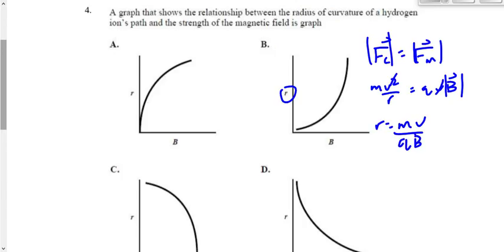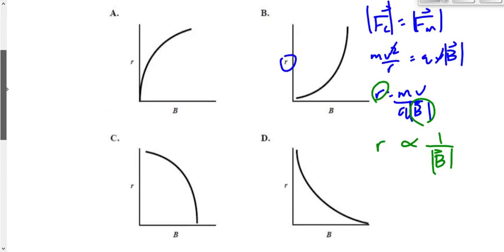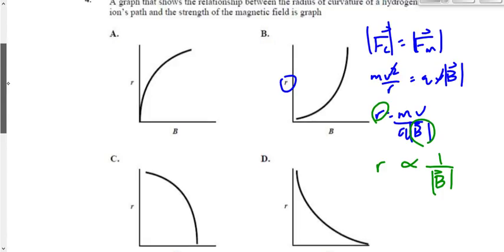Okay, it's the same equation that we derived in the last one. What's the relationship between r and b? Right, what graph does that give me? A, B, C, or D? R is inversely related to the magnetic field. As magnetic field goes up, radius goes down, and vice versa. Which one is it? A, B, C, D? D. Yeah, it's D. A and B are both showing B going up, R goes up.